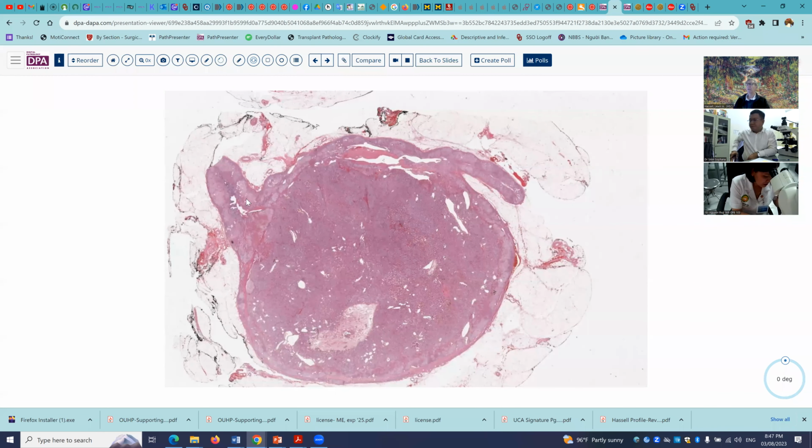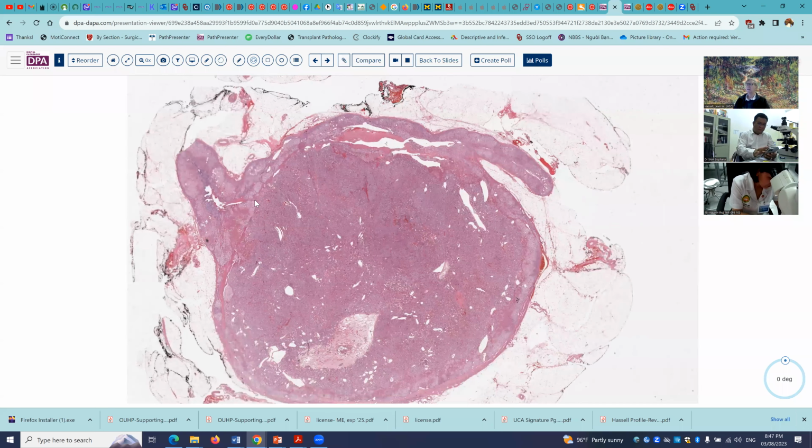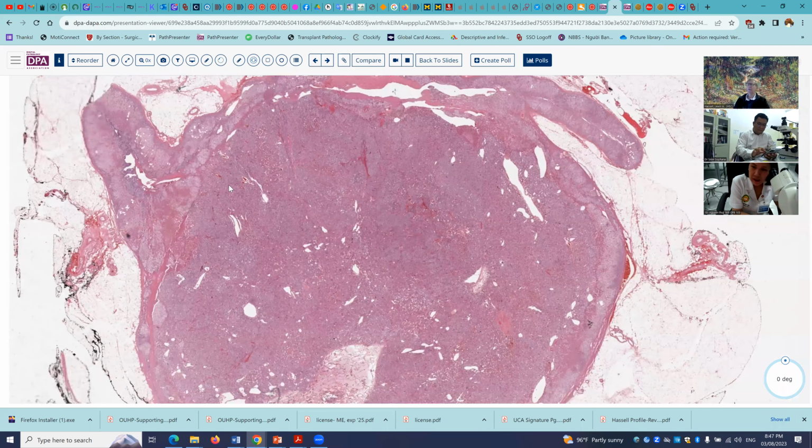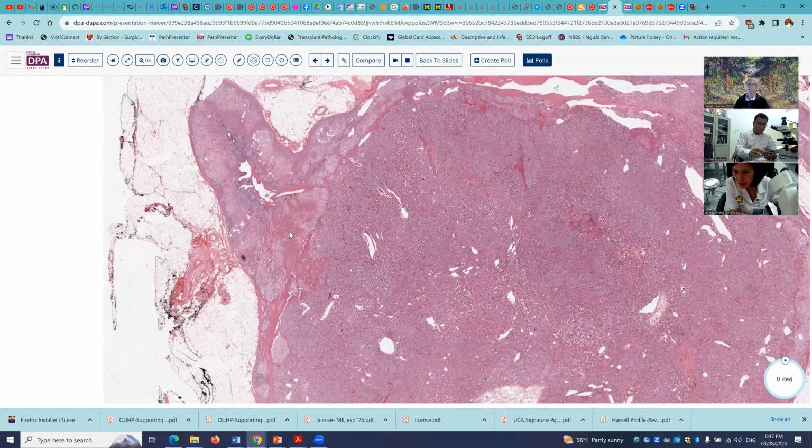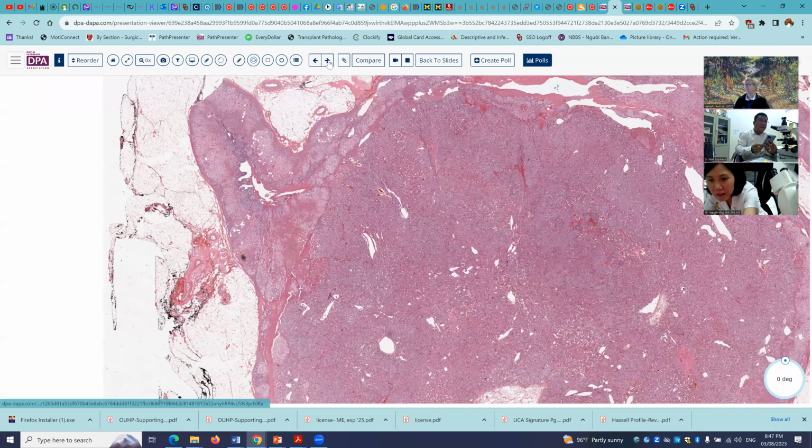I can't remember the history here. Oh, yes, here's another. Okay, so we've got another intra-adrenal example with the adrenal cortex out here and a medullary tumor here. So I won't go any further into that at this point.